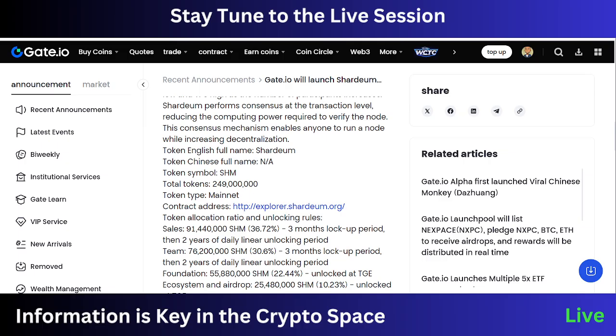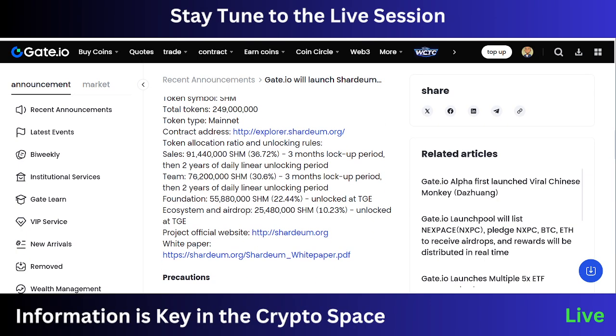Token sales is 91,440,000 SHM, which is estimated at 36.72%, with a 3-month lockup period, then a 2-year daily linear unlocking period. That's the sales allocation.